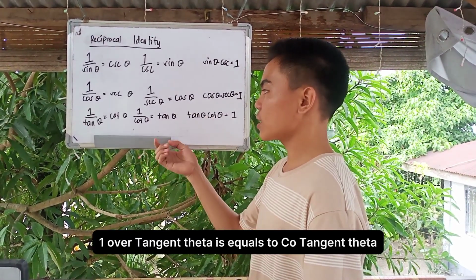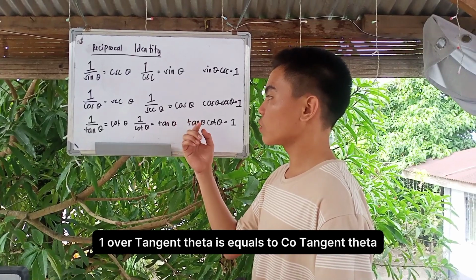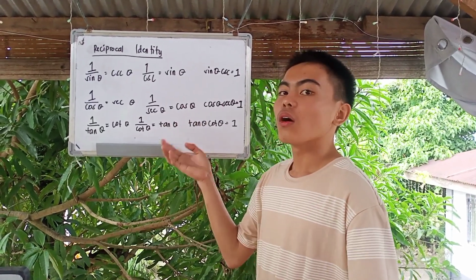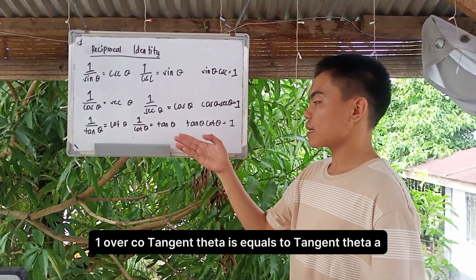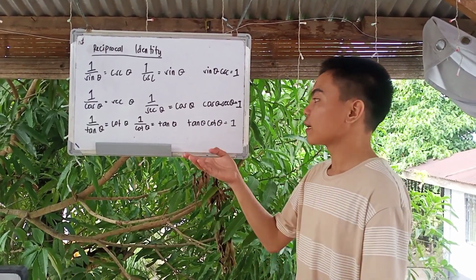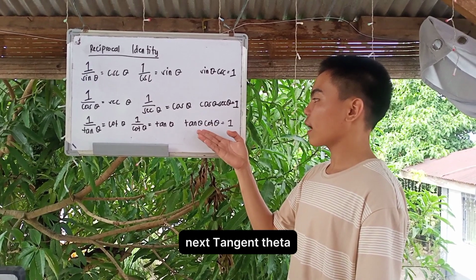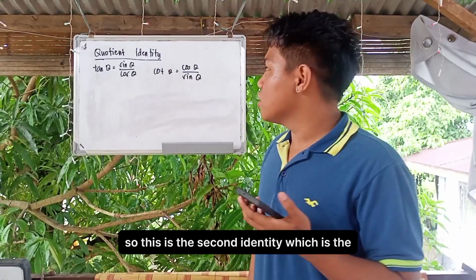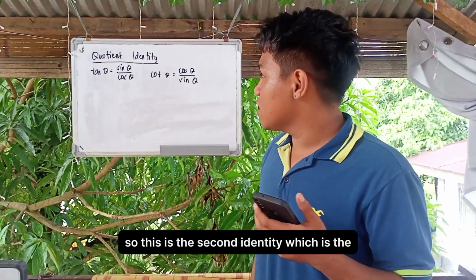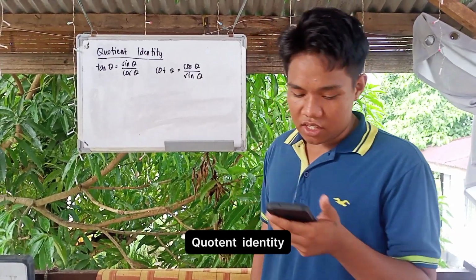1 over tangent theta is equal to cotangent theta. 1 over cotangent theta is equal to tangent theta. Next, tangent theta times cotangent theta is equal to 1. So this is the second identity, which is the quotient identity.